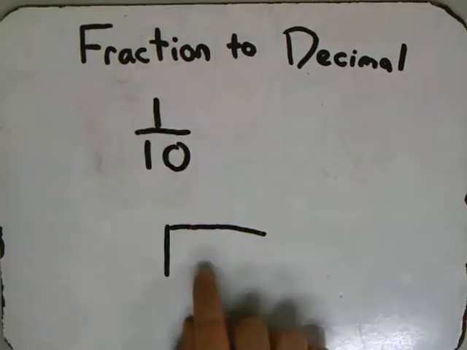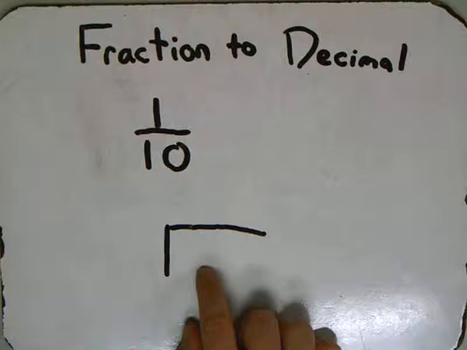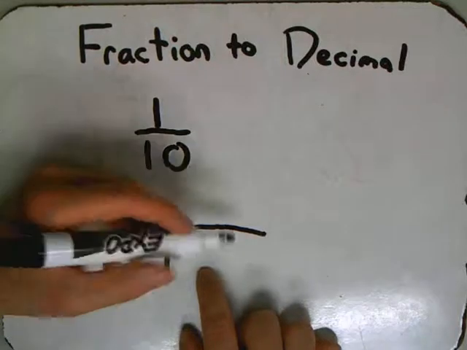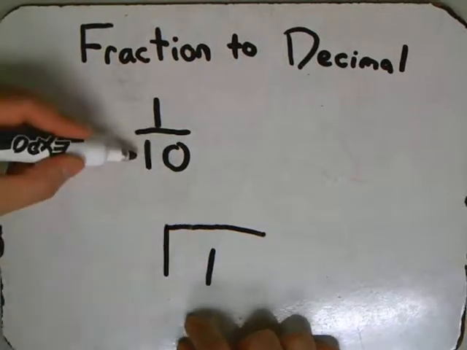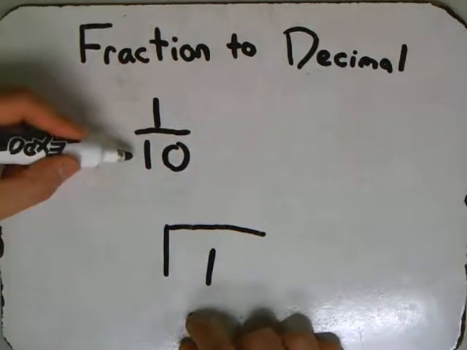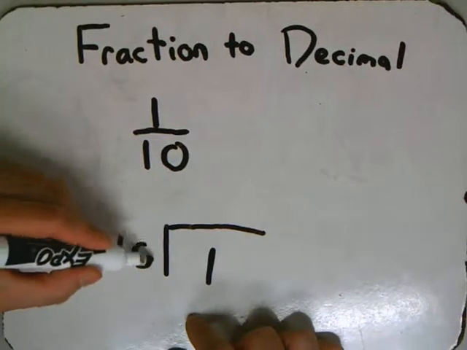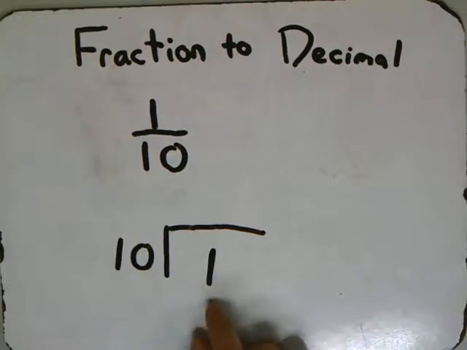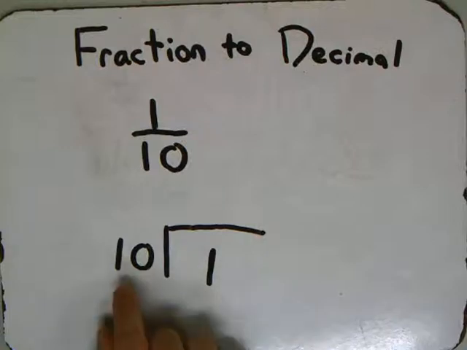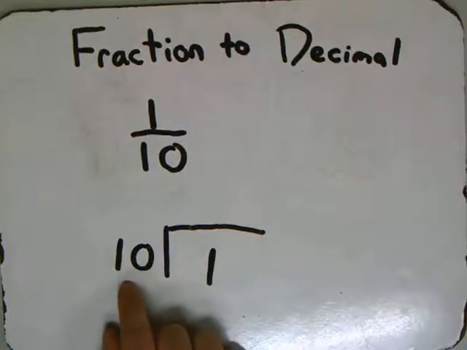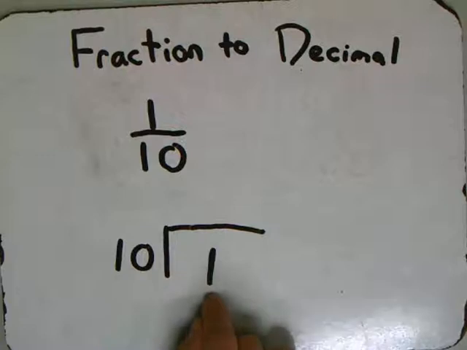I said that my numerator is going to go on the inside, which happens to be 1, and my denominator always goes on the outside. This will be the same for every fraction, and that happens to be 10. Now, this division problem literally states 1 divided by 10. If I were to type this into my calculator, that's how I would write it. I would put my 1 first, 1 divided by 10.